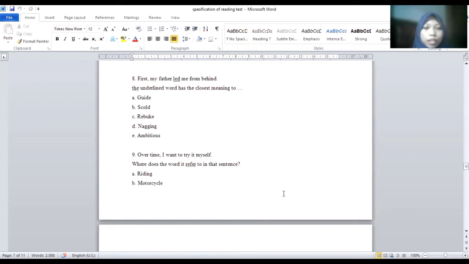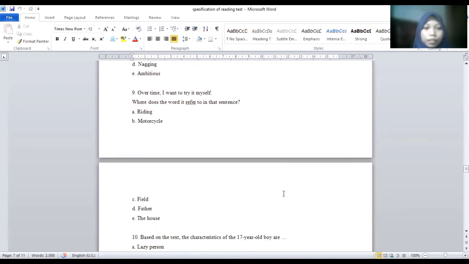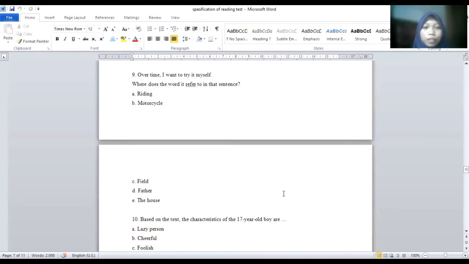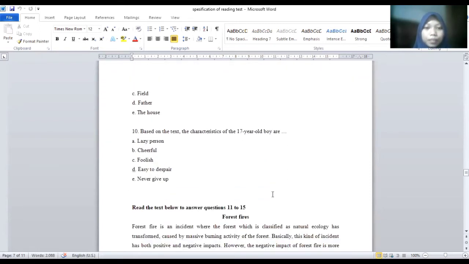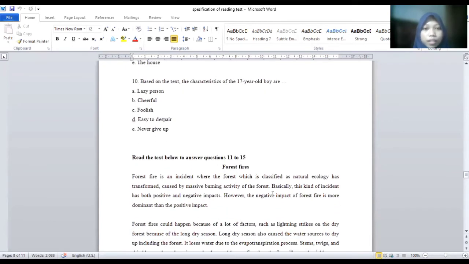The next question is, first, my father led me from behind. The underlined word has the closest meaning to. And the next question is, over time, I want to try it myself. Where does the word it refer to in that sentence? And the next question is, based on the text, the characteristic of the 17 years old boy are blah blah blah.